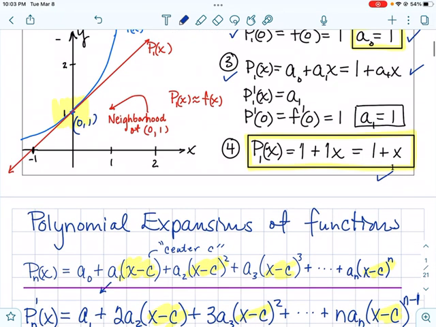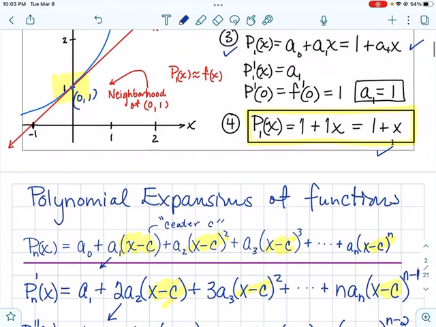So then we have polynomial expansions of functions where we'd start off and we'd say, okay, if we're going to center our polynomial at c, it would look like the following, our nth degree polynomial. We have a constant a sub 0, plus a sub 1 times the quantity x minus c to the first power, plus another constant a sub 2 times the quantity x minus c to the second power, that's our second degree term, a sub 3, and so on all the way up to a sub n times the quantity x minus c to the nth power. So this is our polynomial expansion centered at c.